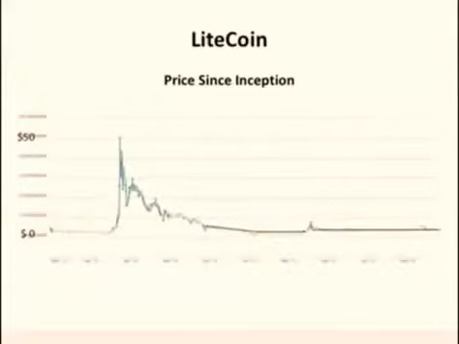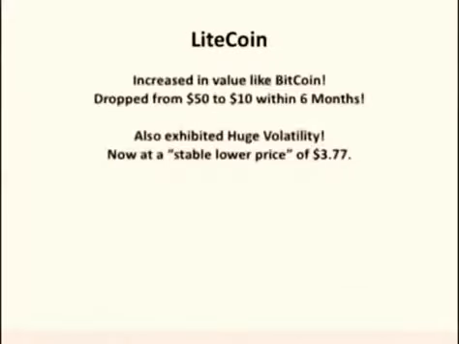It peaked around $50 and then has gone back down to, as you can see, below 10, around $5. Next slide shows a summary. It went up to 50 and then went down to 10 within 6 months. And it's got a huge volatility, and now it's hanging in around $3.70.